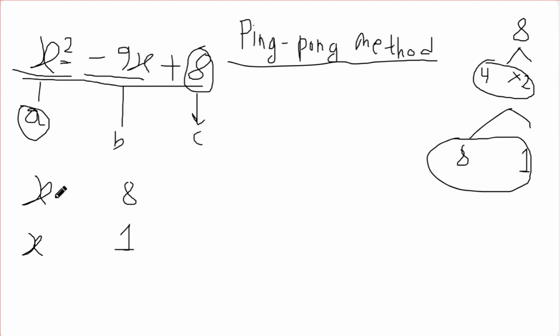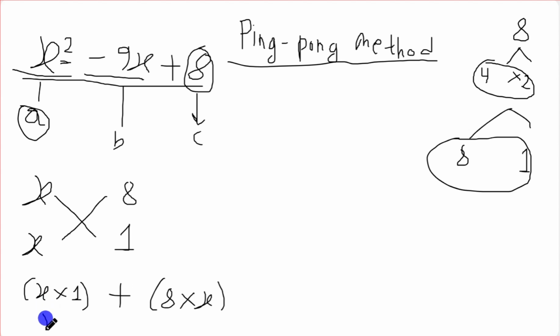Now what I need to do is cross multiply. If I cross multiply, here it would be x times 1 plus 8 times x. How much is x plus 8x? It is 9x, right? Yeah. But did we match the value that's in b? No. Why? Because in b it's minus 9x, not just 9x, right?